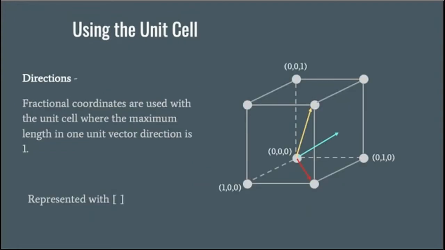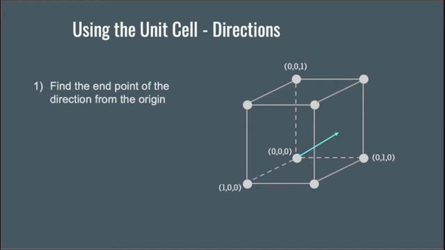Now that we have defined our lattice systems, let's understand how we use them. In a unit cell, the length of the unit vectors are normalized, and fractional coordinates are used to define a direction. Square brackets are used when writing directions. Let's go through one example.